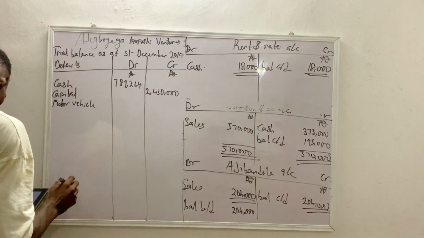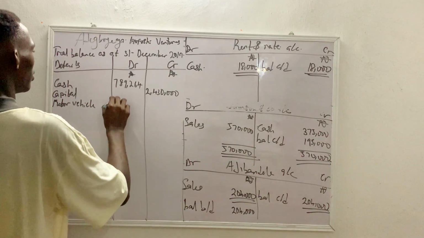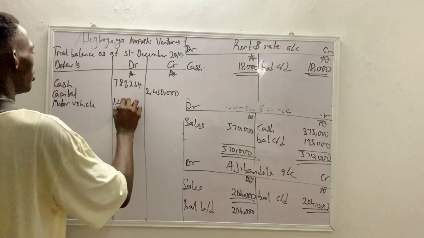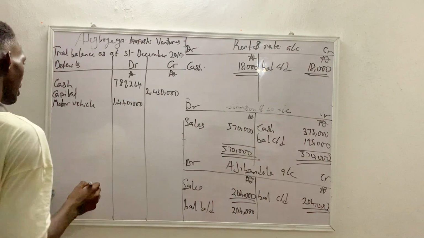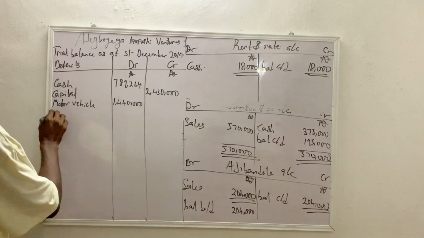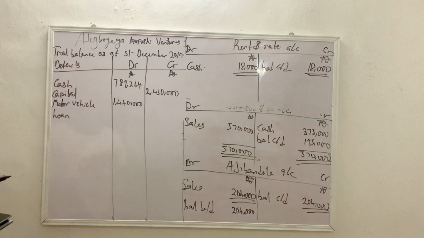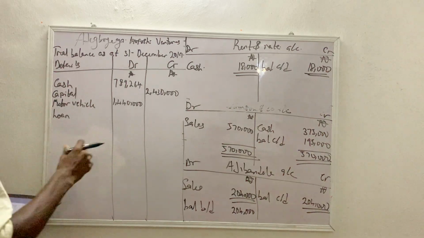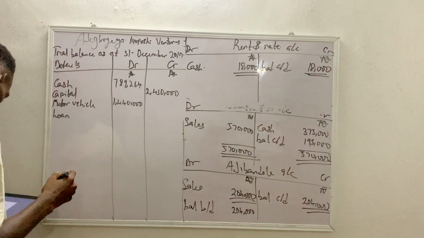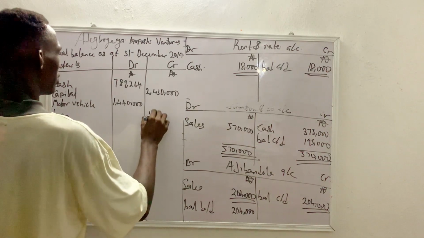Motor vehicle is 1.44 million. Then next is what? Loan. You can always press pause and reverse. You observe that we are following our ledger. Because after our motor vehicle, then loan was the next in line, 198,000.